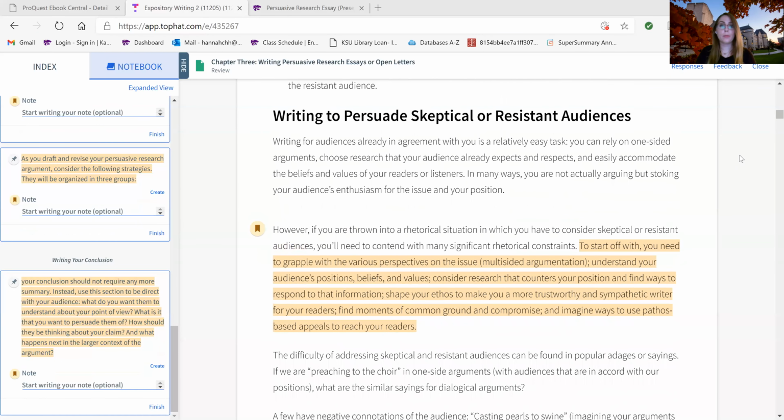So, how to write or persuade to a skeptical or resistant audience. And this is an overview of what I just covered. You need to use multi-sided argumentation, so concession, rebuttal strategy, and a summary of your resistant audience's perspective. Understand your audience's positions and belief systems. Consider research that counters your position, supports your audience's perspective, and supports your perspective. Shape your ethos to make you a trustworthy author and a sympathetic writer. And find moments of common ground.